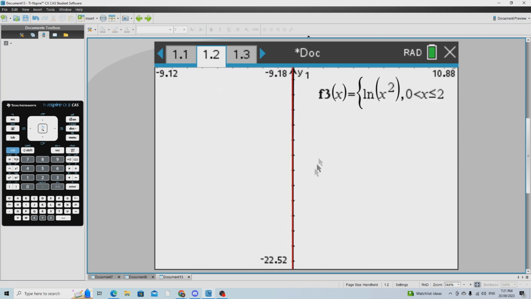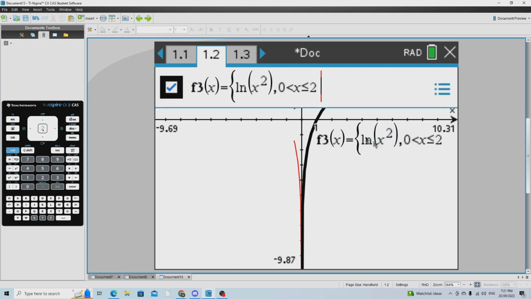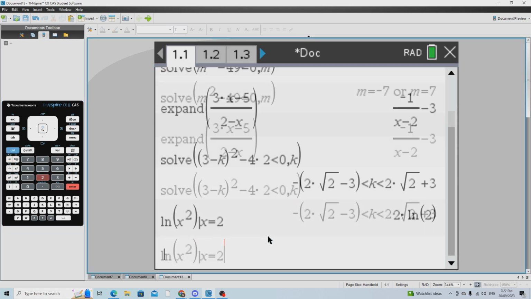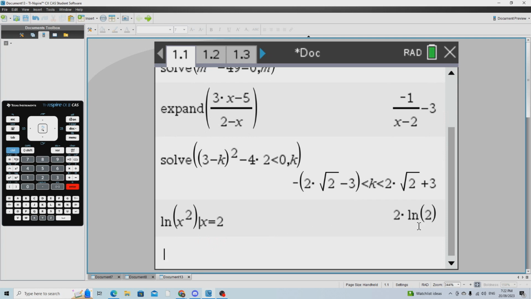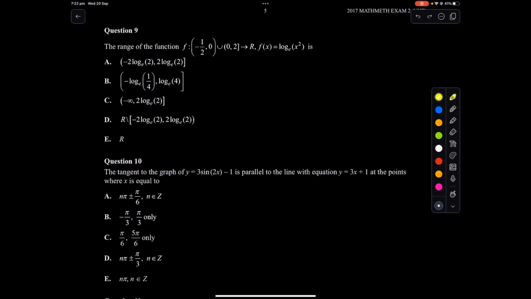And yes, let's look at the range. Well, it's negative infinity to the max point over here. Well, the max point over here is at 2. So what is this over here, given that x equals 2, it's 2 log e 2. So negative infinity to log e 2, and it should be included because the 2 is included. So negative infinity to log e 2 included, C is the answer.